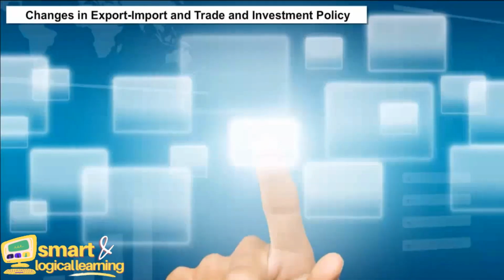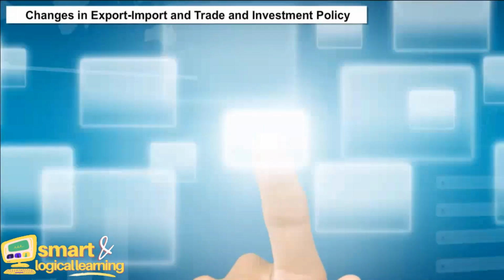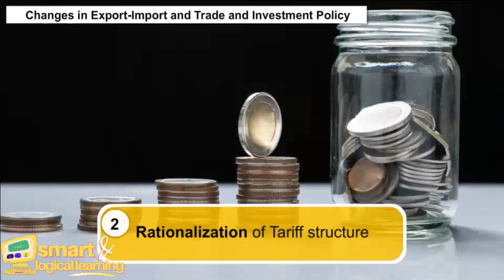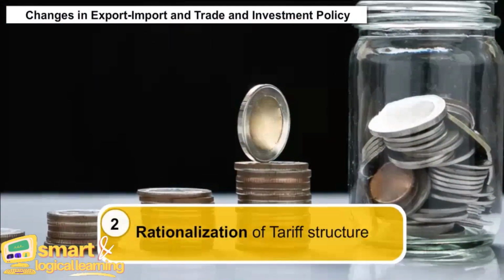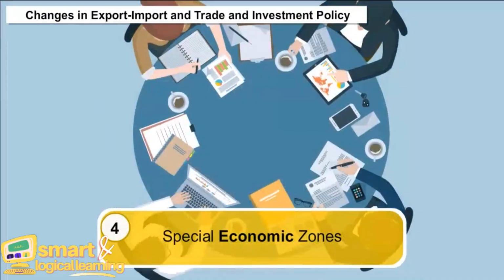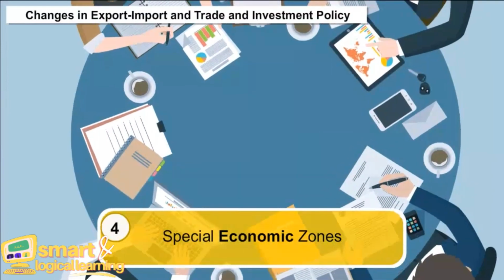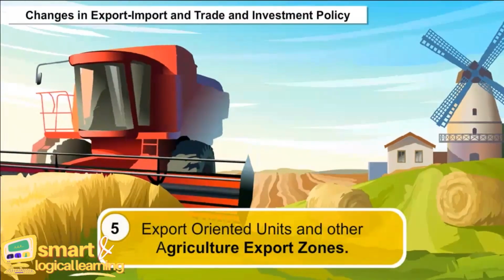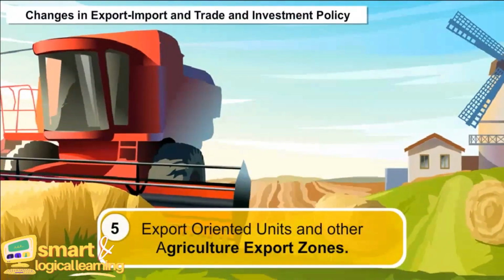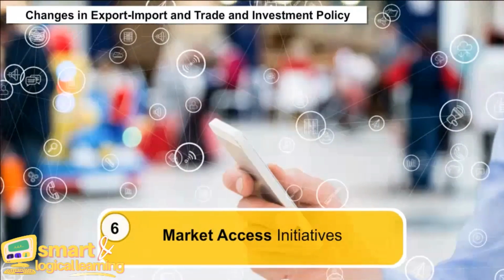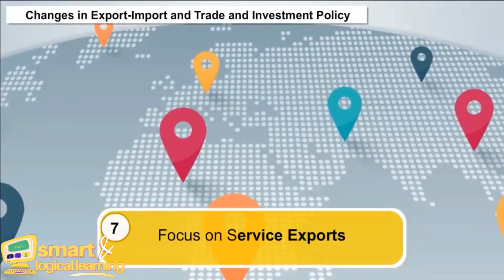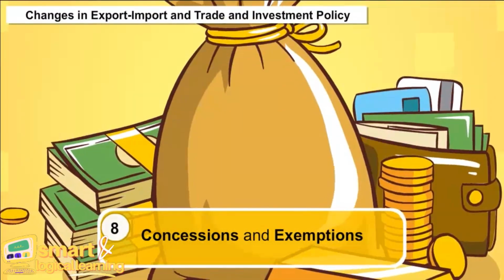The main features of trade policies or reforms are: 1. Free imports and exports, 2. Rationalization of tariff structure, 3. Initiation of trading houses, 4. Special economic zones, 5. Export-oriented units and other agricultural export zones, 6. Market access initiatives, 7. Focus on service exports, and 8. Concessions and exemptions.